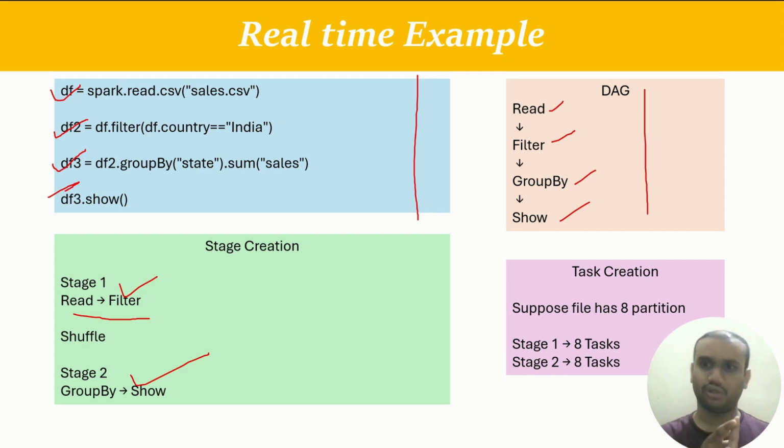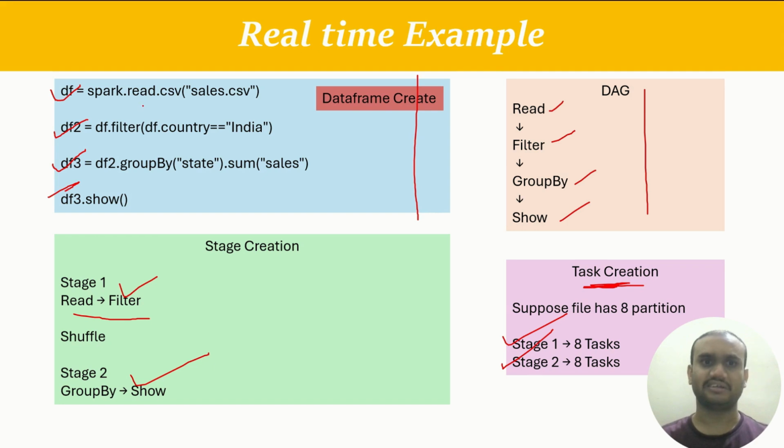The number of jobs is 1, that is the show, or displaying the data. The number of stages is 2, stage 1 at filter, stage 2 at group by, while the number of tasks is 16, 8 per stage, 8 for stage 1 and 8 for stage 2. This is the task creation. Now let's understand how this actually works.